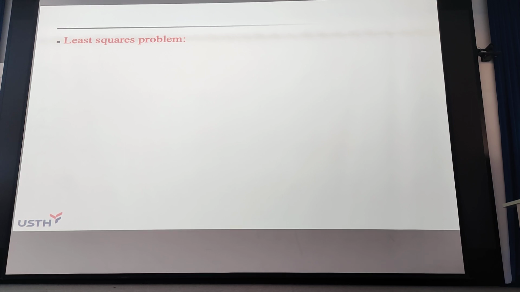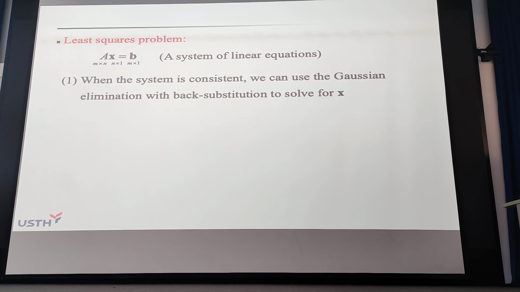Now I go to the least square problem. The least square problem leads to solving a system of linear equations. Now suppose that you are given a system of linear equations like that, Ax equals b. If fortunately the system is consistent, we can use Gaussian elimination or Gauss-Jordan elimination to solve it. We can find the exact solution.